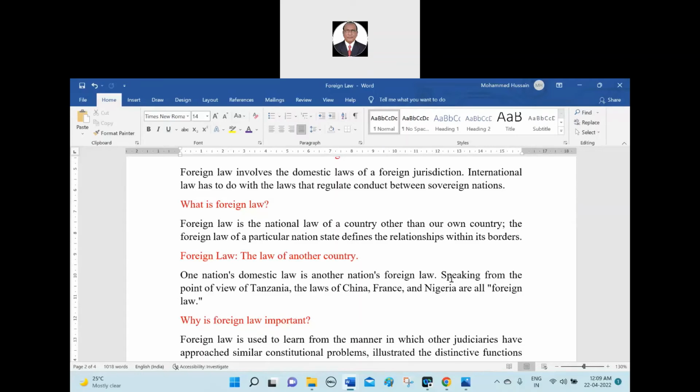Yes. The foreign law is the law of another country. I already told you, one nation's domestic law is another nation's foreign law. Definitely, because if the local law is Tanzania's, then another country's law is said to be the foreign law. And speaking from the point of view of Tanzania, the laws of China, France, Nigeria are all foreign laws.